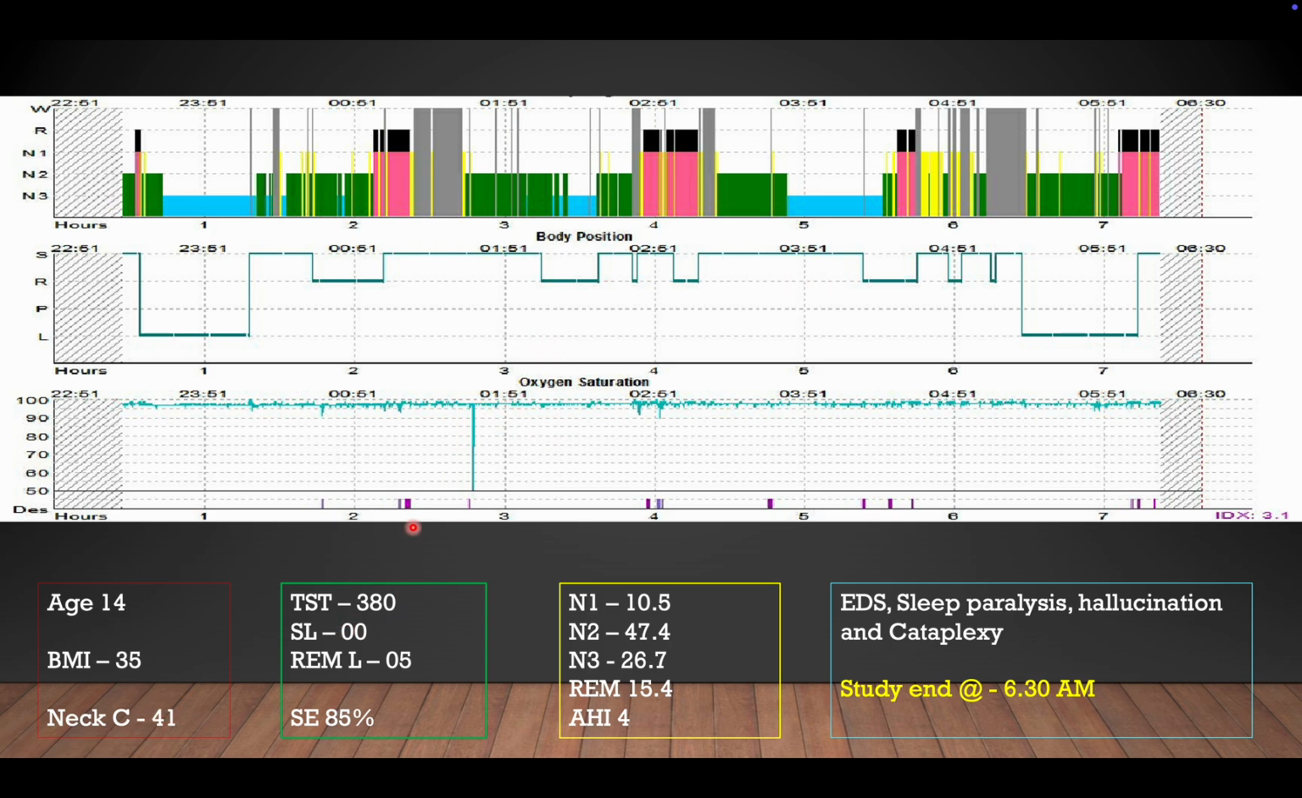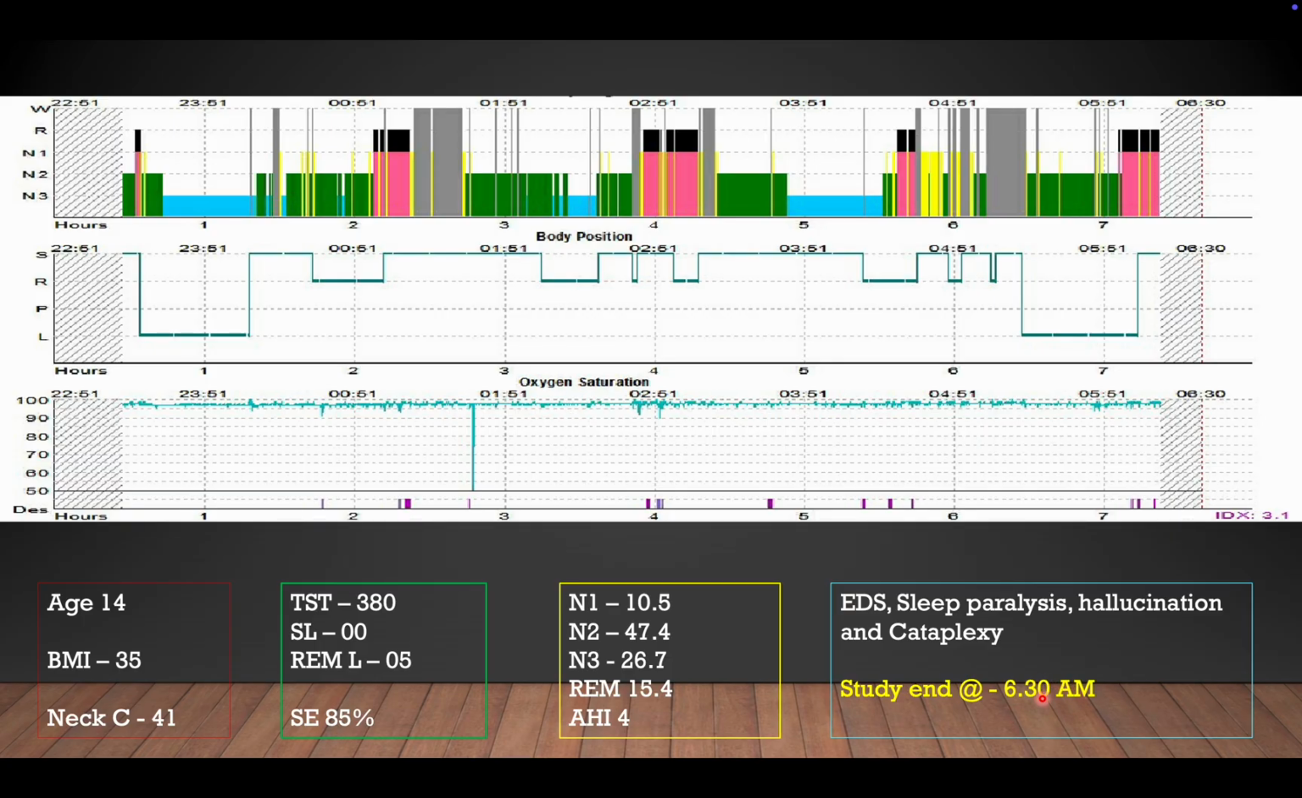Total sleep time for the nocturnal PSG was 380 minutes, sleep latency 0 minutes, as we discussed earlier. REM latency is 5 minutes, sleep efficiency was 85%. N1 was slightly elevated at the cost of REM sleep. Total AHI was 4 only. The patient presented with excessive daytime sleepiness, sleep paralysis, hallucination, and cataplexy. Classic sign of narcolepsy with the presence of cataplexy. If the MSLT is diagnostic, it will become narcolepsy type 1.